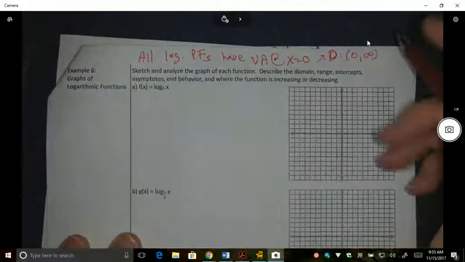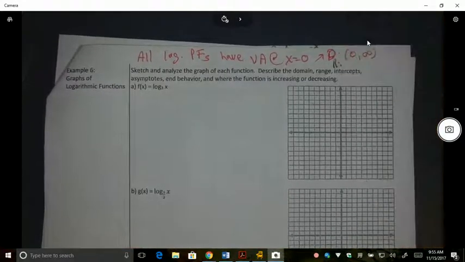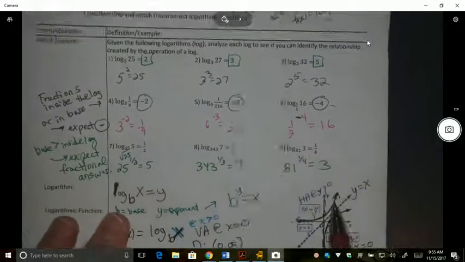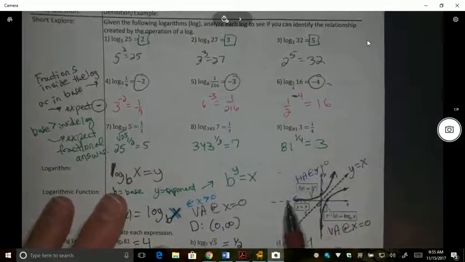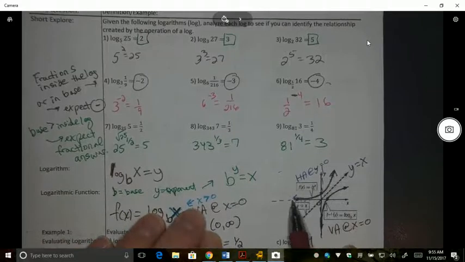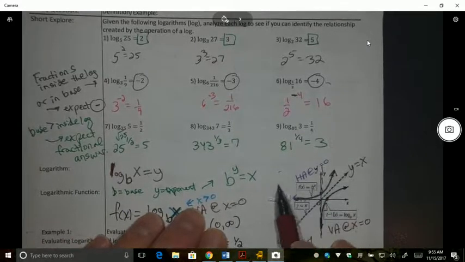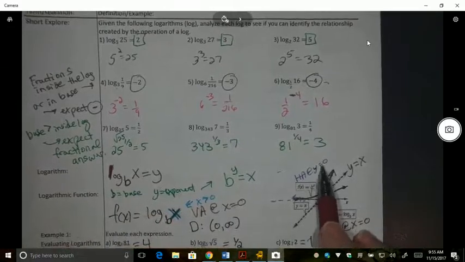Day 2, we're looking at all logarithmic parent functions have a vertical asymptote at x equals 0. Their range, what was the domain on our exponential function? Anyone remember what the domain was for this? For the exponential function? You guys just did one, right? Negative infinity, it was all real numbers, right?